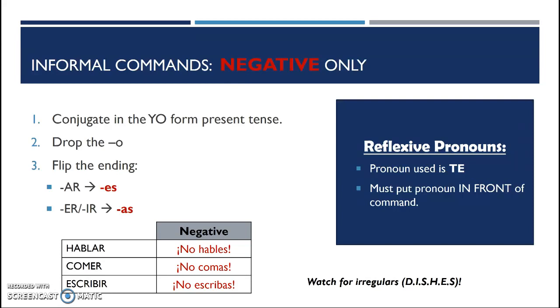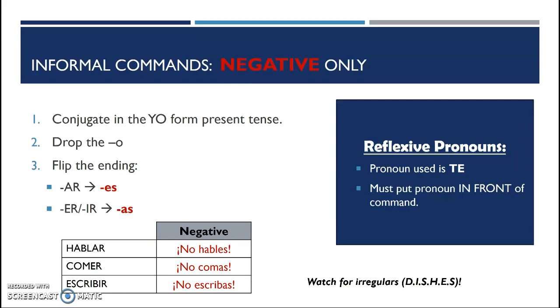The negative form will actually seem more familiar to you because we start off by putting the verb into the present tense yo form. We drop the O and we flip-flop the endings. So now AR verbs end in ES, ER-IR verbs end in AS. So let's look at hablar, comer, and escribir. No hables, no comas, no escribas. Notice the endings have completely flip-flopped.